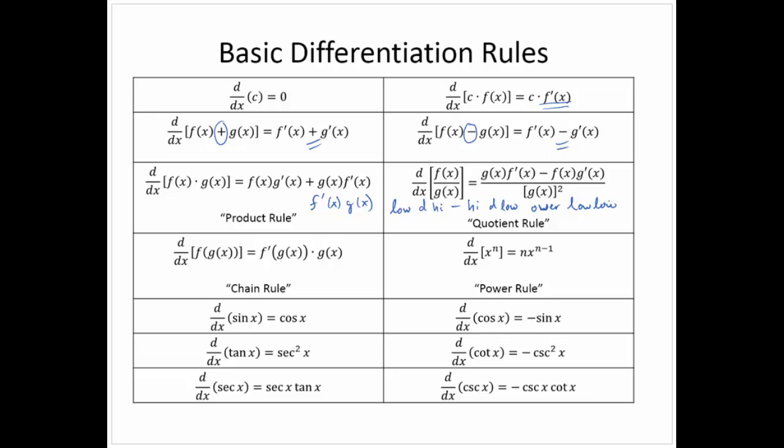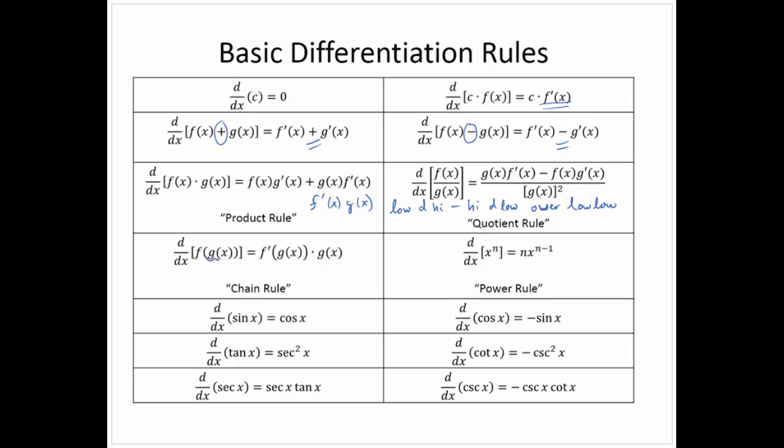I still use that when I have to use the quotient rule. So take the low function times the derivative of the high function, minus the high function times the derivative of the low function, over the low function squared. That's the quotient rule. Next we have the chain rule.